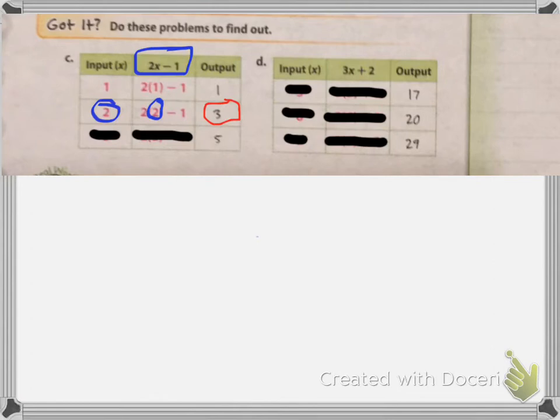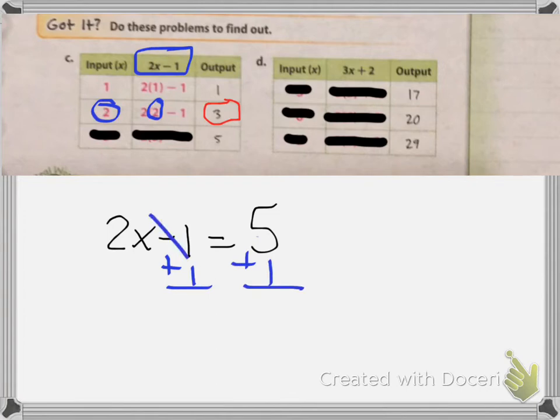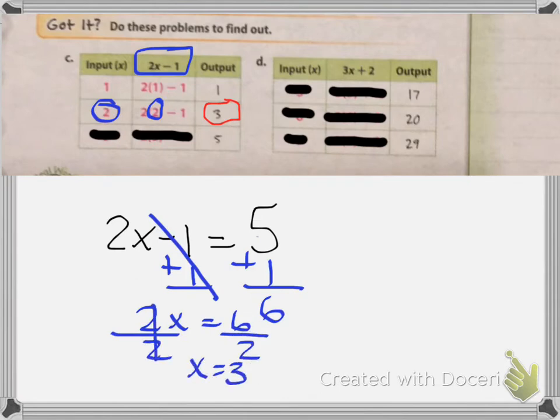So then the last piece we've got, again, still 2x minus 1, but now it's going to equal 5. So we're going to add 1 to both sides, as we've been doing. 5 plus 1 is 6. We get 2x equals 6. Divide each side by 2, and we get x equals 3. So now up here, we're going to go, okay, x is now equal to 3. And then we're just going to plug it in like we've done before. 2 times 3 minus 1.